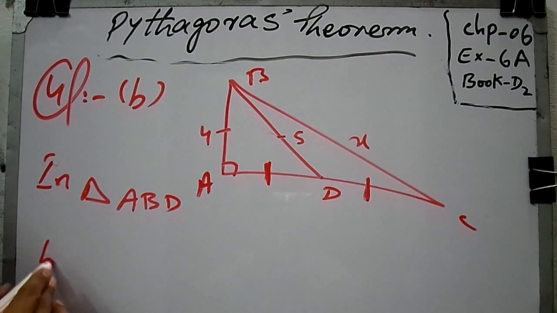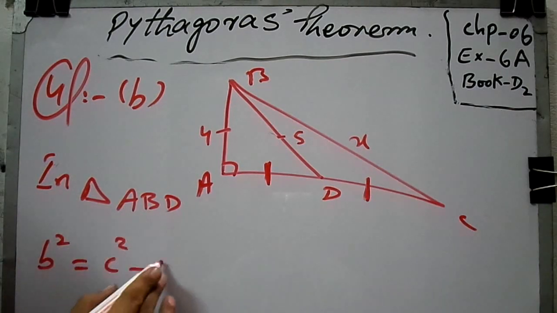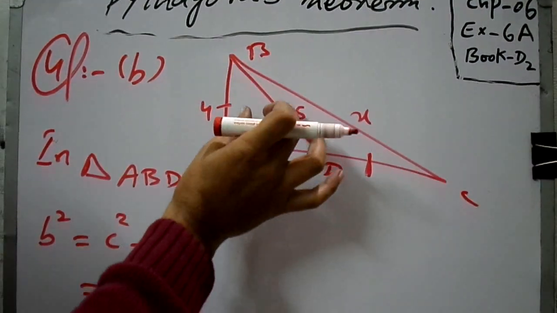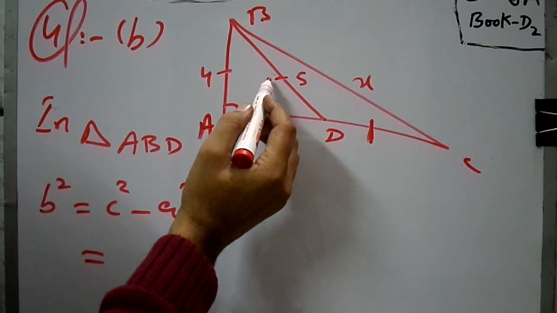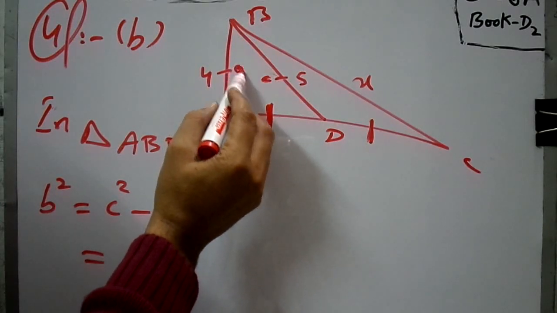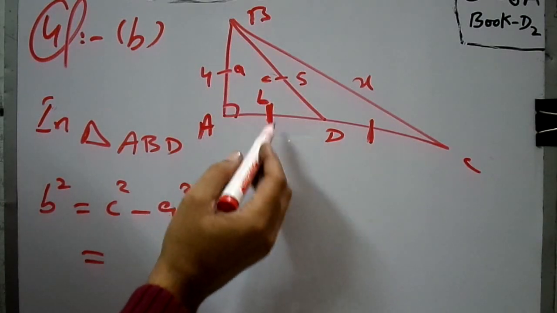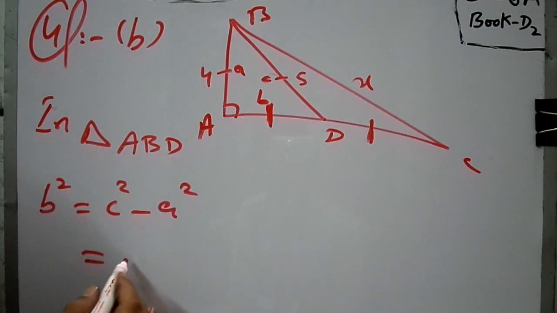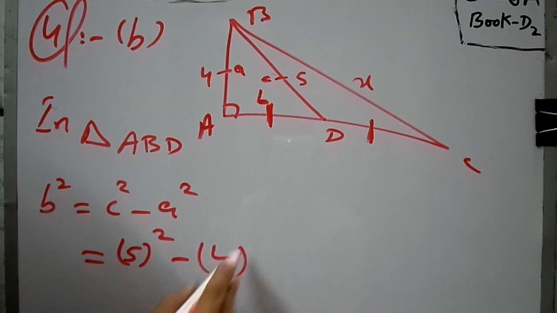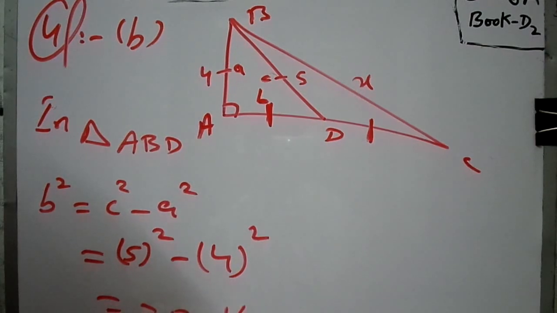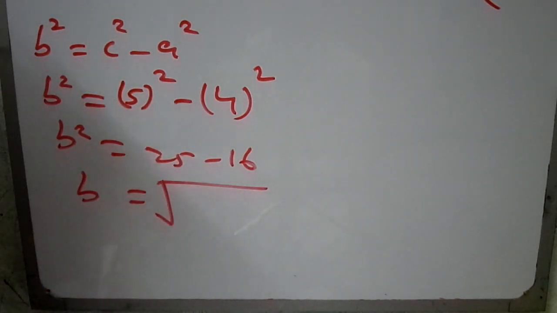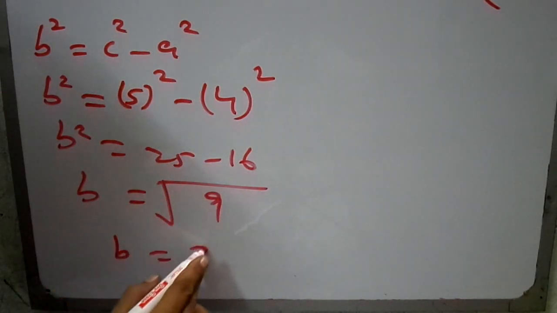In this triangle, B square is equal to C square minus A square. In triangle ABD, two sides are known to us: that is your hypotenuse C, that is your altitude A, and that is your base B. So you can find the value of B. Putting the values, the value of C is 5, so C square is 25, minus A square 16, so that is your B square. So the value of B is under root 9, so B is 3.